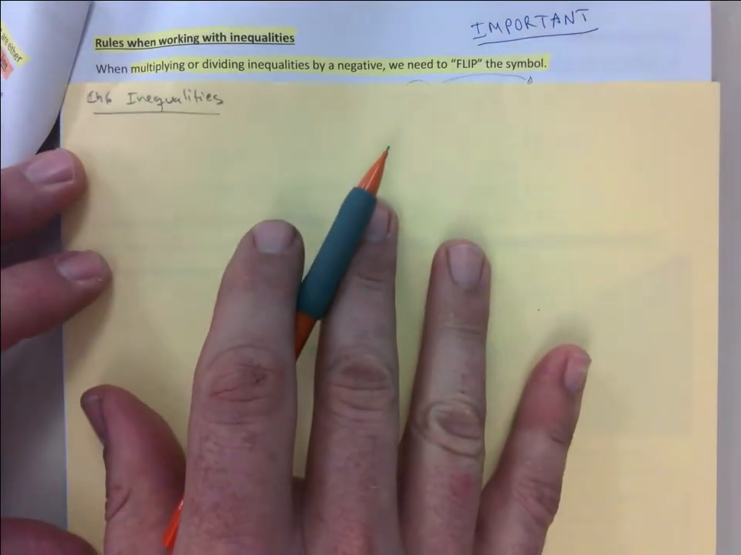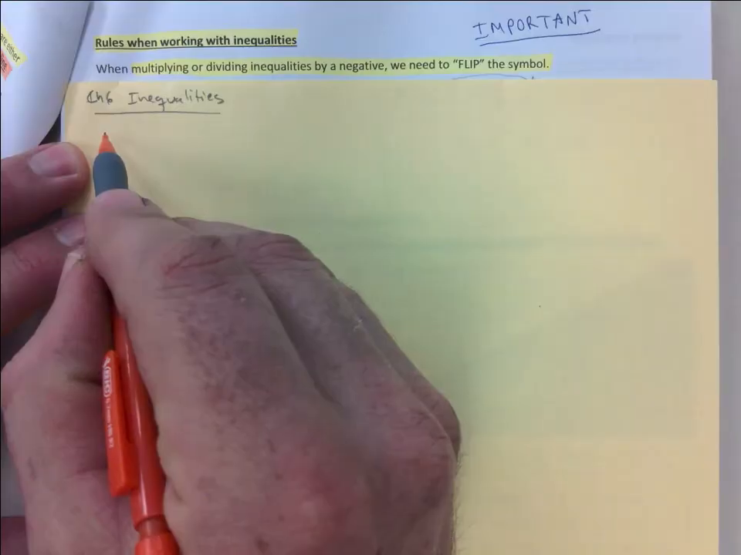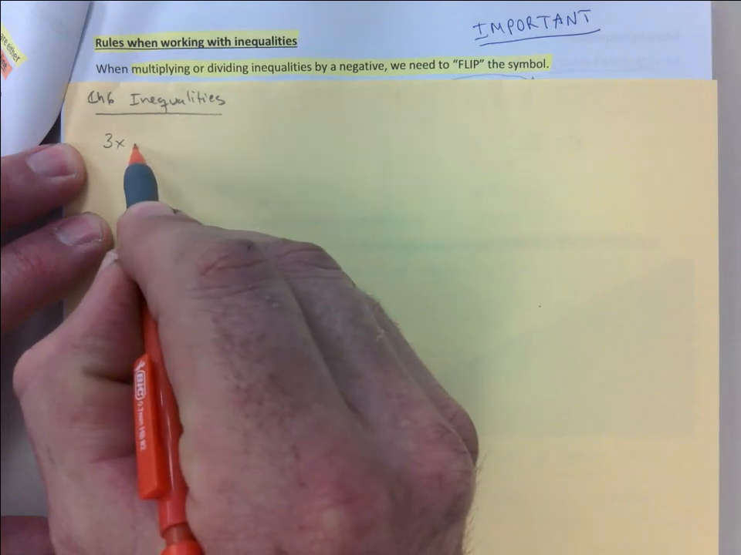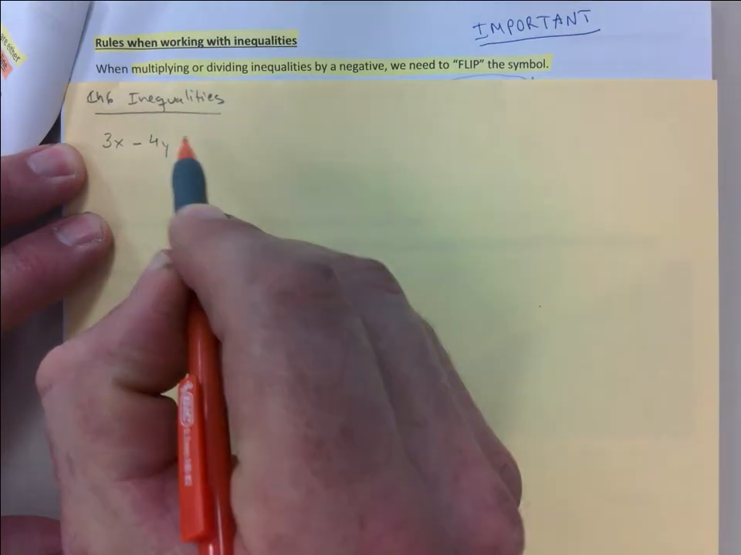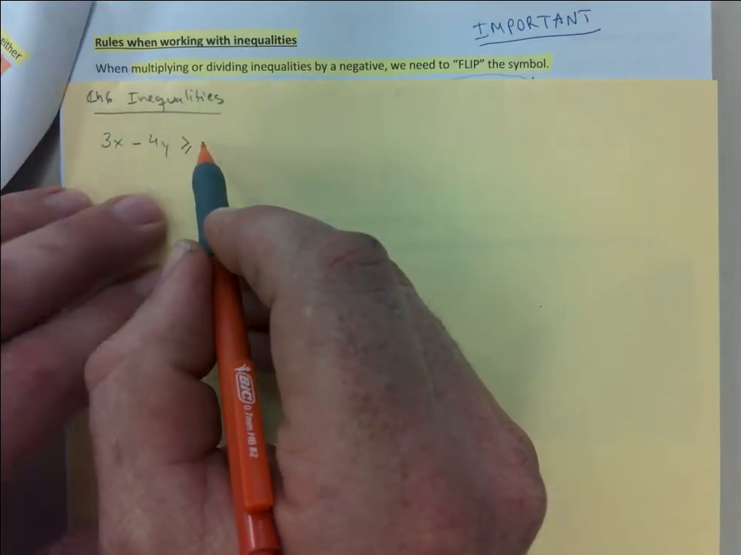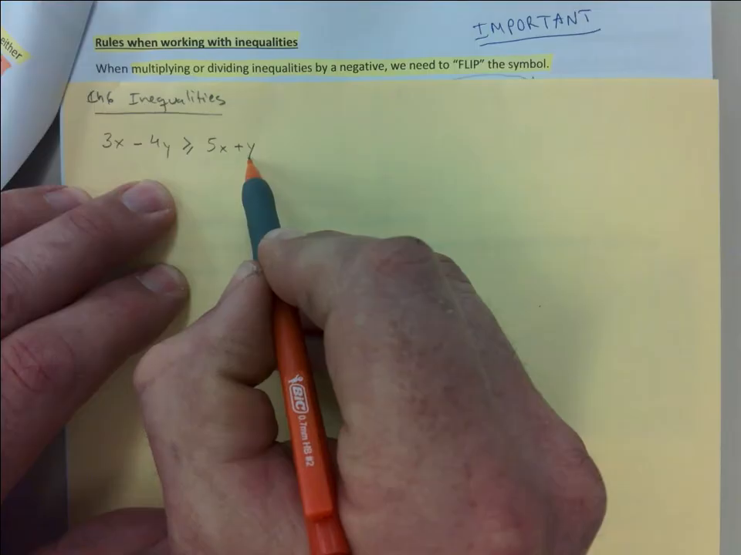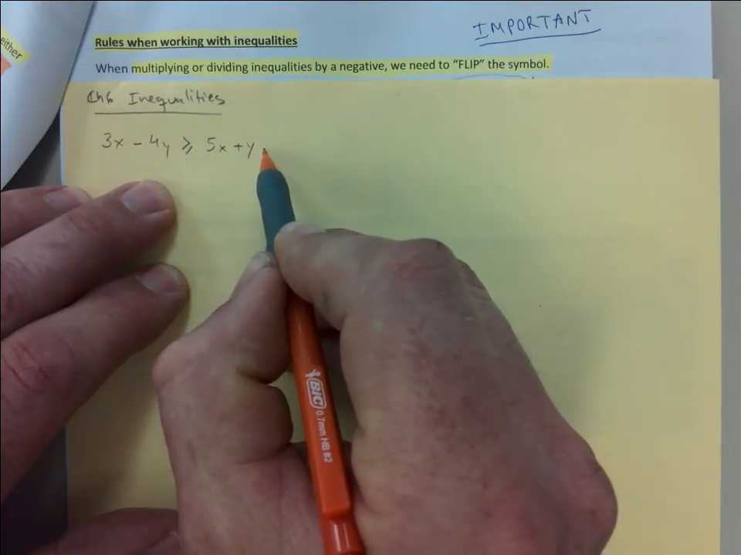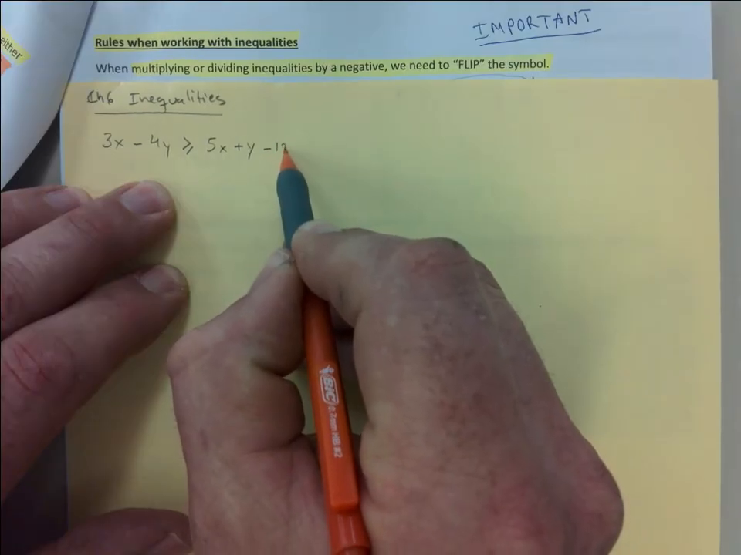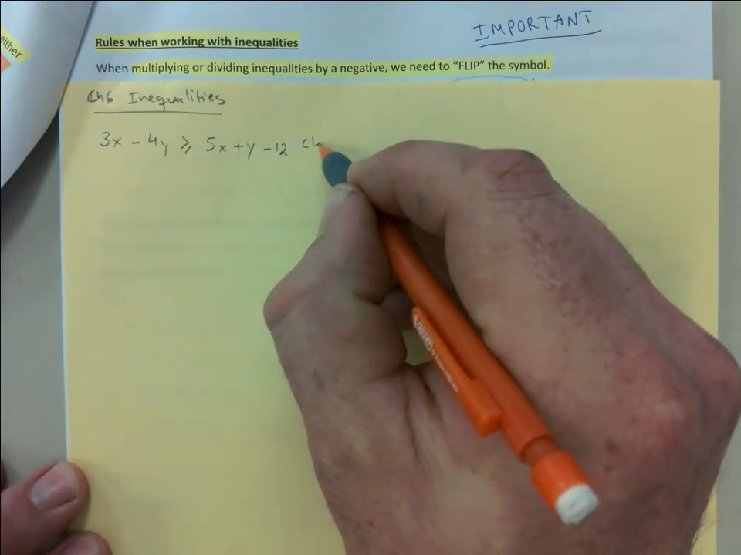All right. So when it comes to inequalities, we want to always clean it up. So if you have 3x minus 4y is greater than or equal to 5x plus y, let's go negative 10, negative 12, let's go like that. If you have that ever, you want to clean up.